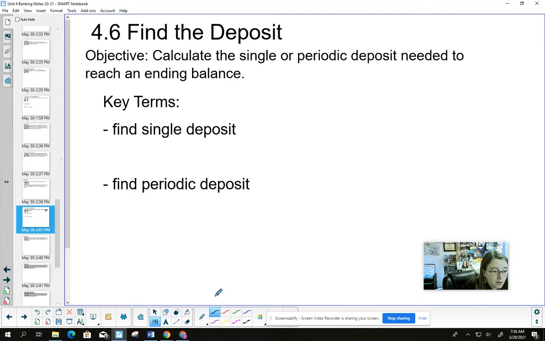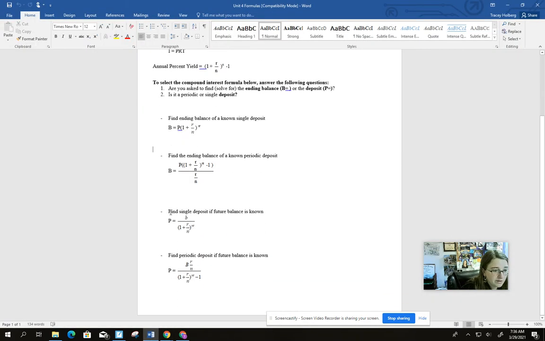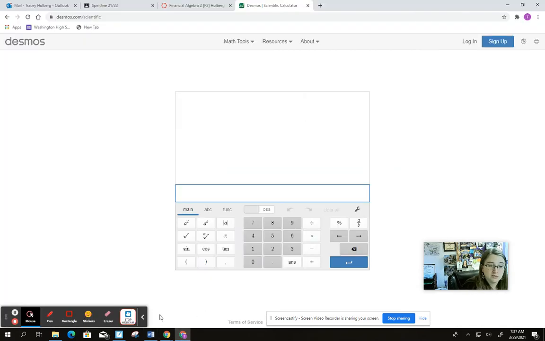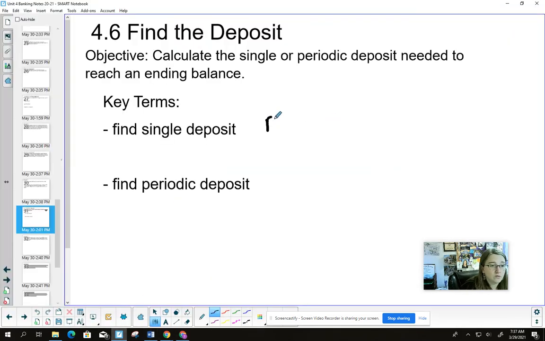If you notice, both of these formulas are going to find the deposit. Notice they are both P equals. That's because that's what they do. So I'm going to copy these over. We're doing both formulas just because we've already broken down the first two. It's either finding a single deposit, which is P equals B over 1 plus R over N to the NT.